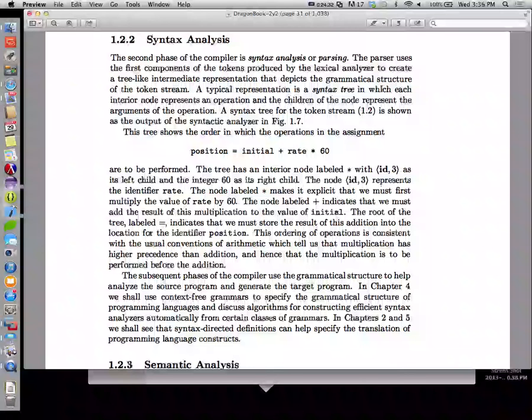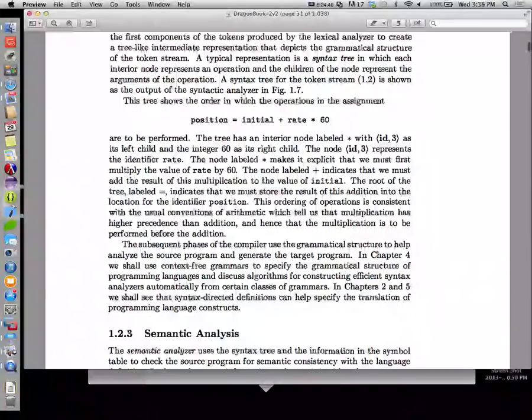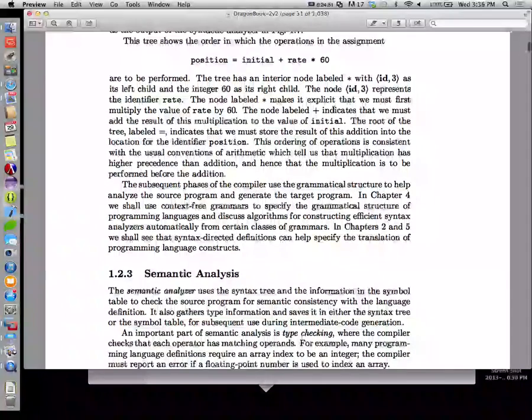That depicts the grammatical structure of the token stream. A typical representation is a syntax tree in which each interior node represents an operation, and the children of the node represent the arguments of the operation. A syntax tree for the token stream is shown below, and so on. So there's our left child, right child thing, L value, R value thing. Right.